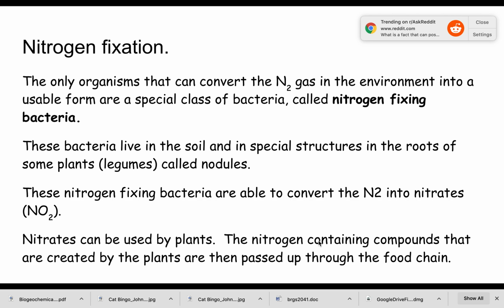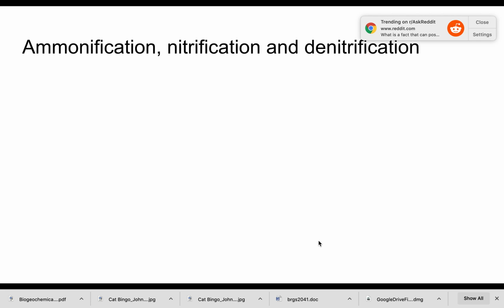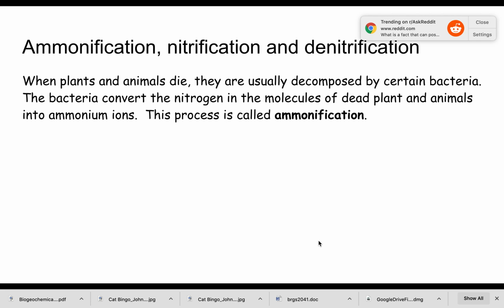These nitrogen-containing compounds, these nitrates, are used by the plants. They use them to build structures like proteins and other structures like the cellulose in their cell walls. And this gets eaten by organisms and passed up the food chain. So the nitrogen that we have for our proteins comes from the food that we eat. When plants and animals die, they are usually decomposed by certain bacteria.